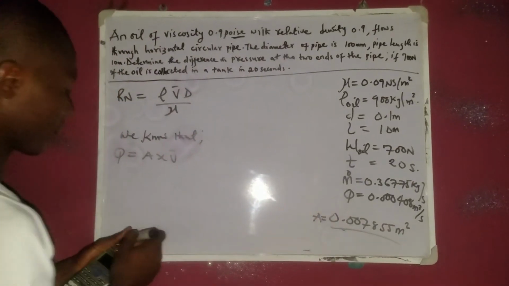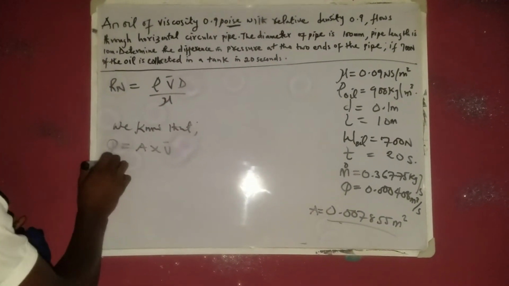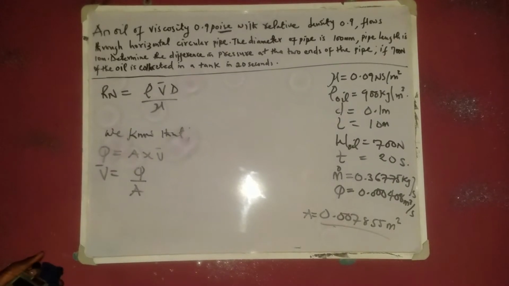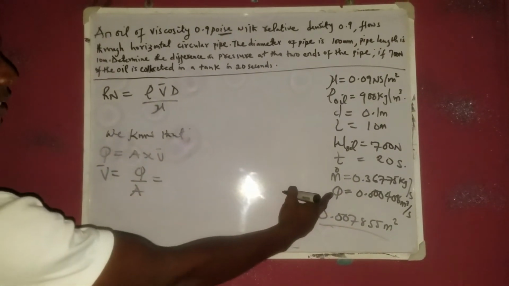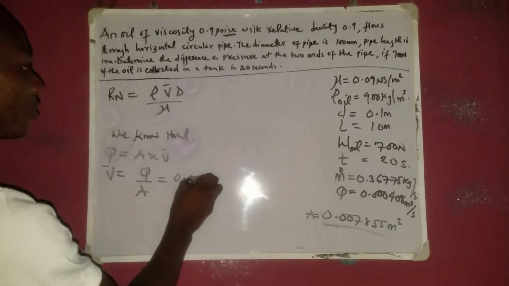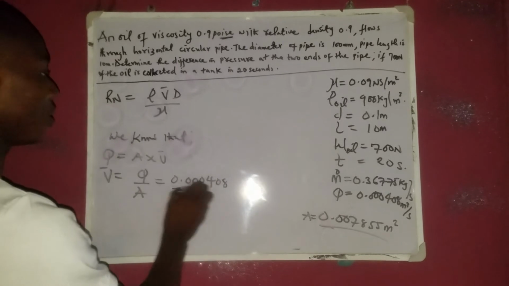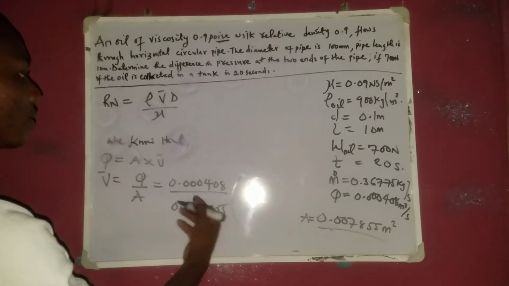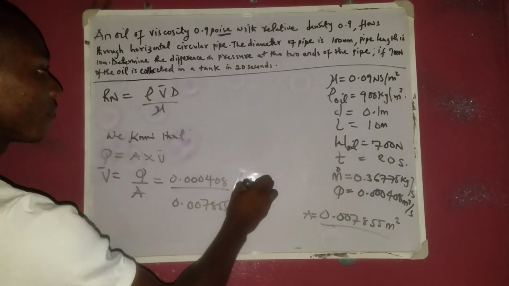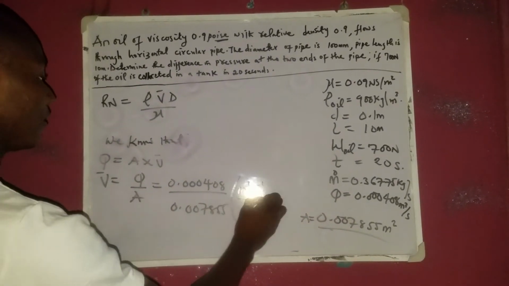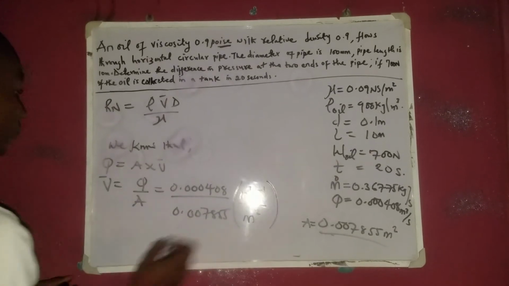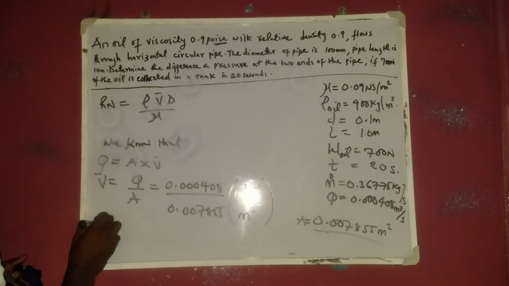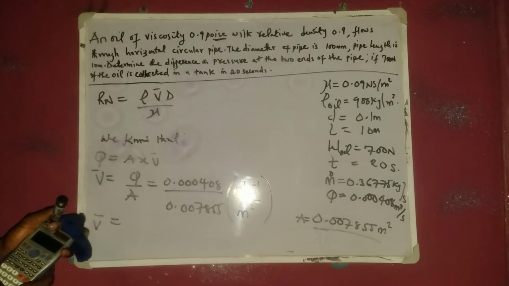A is this. And then from this equation, if we make V, our mean velocity, the subject, V will be equal to what? Q all over A. Right? So Q, we got our discharge, Q as 0.000408. Our area is 0.007855. And still keep the units. So for discharge, we have meter cube per what? Second. And then for area, we have meter square. Right? So our mean velocity will give us, let's divide out and see.